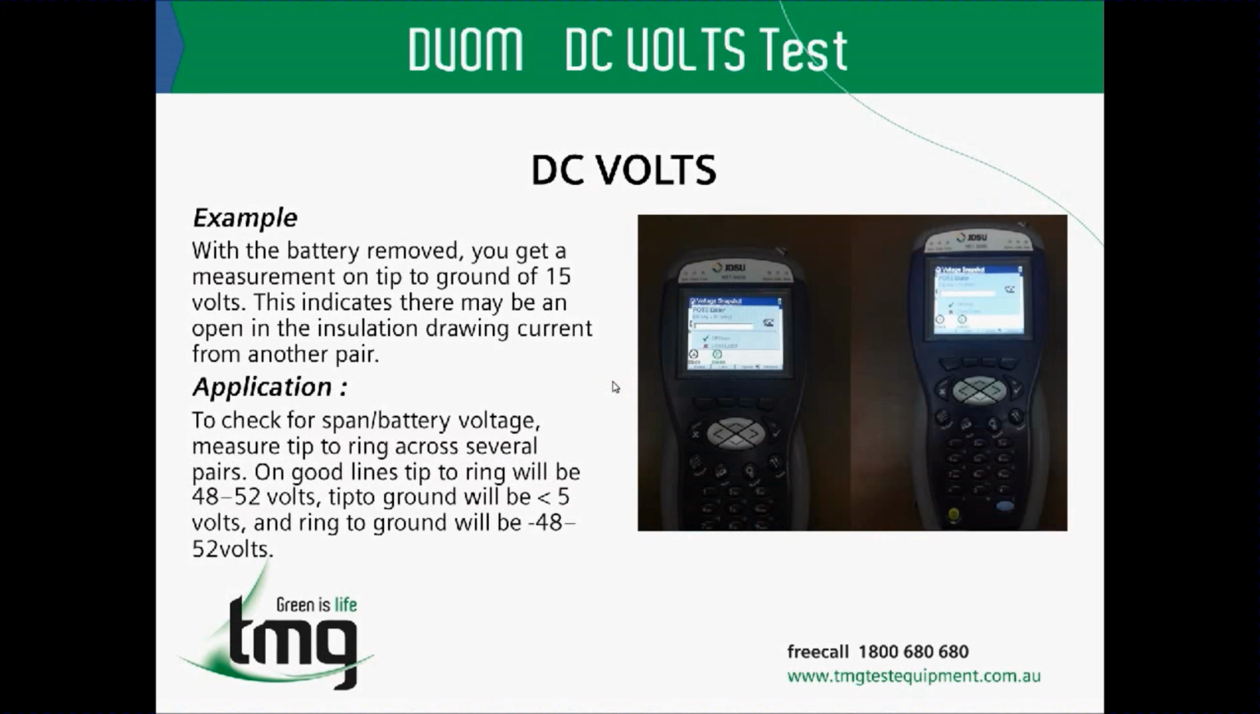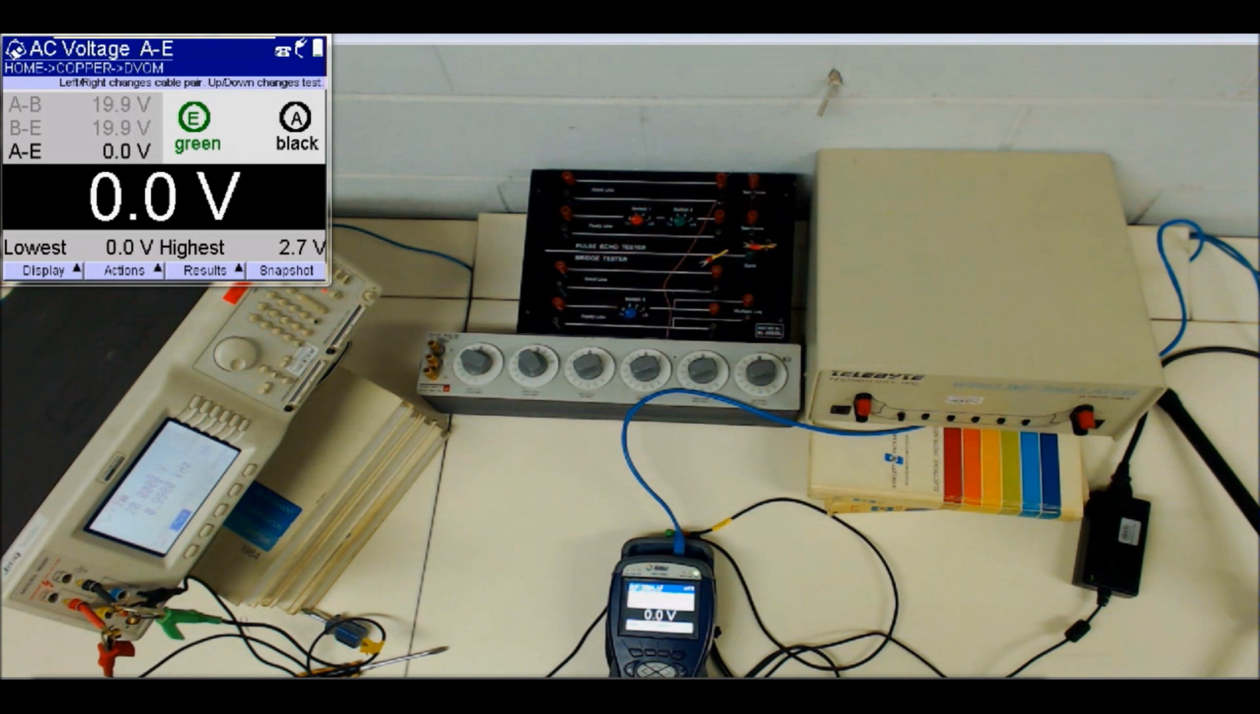Let's see the application. To check for span battery voltage, measure tip to ring across several pairs. On good lines, tip to ring will be 48 to 50 volts. Tip to ground should be less than 5 volts, and the ring to ground should be the opposite polarity of the tip to ring, that is minus 48 to minus 52 volts.